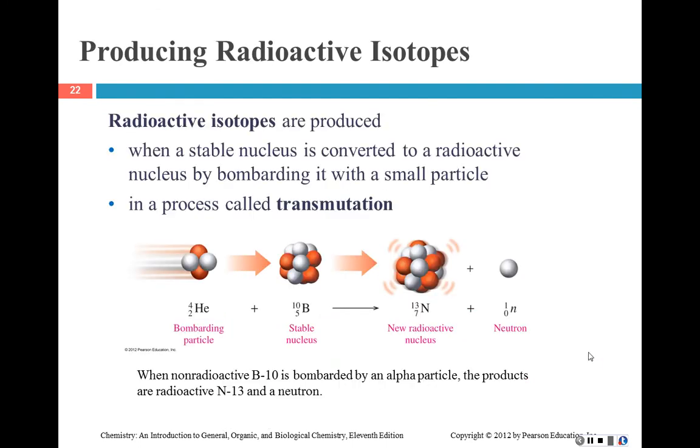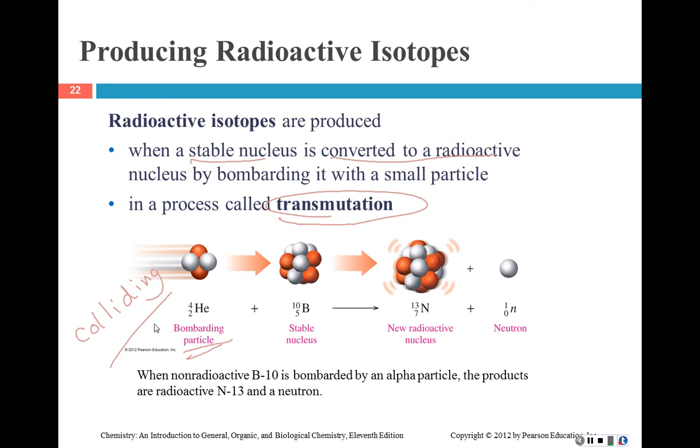Now, to produce these radioactive isotopes, what happens basically is that you bombard it with something. If you have something that's stable and you want it to become radioactive, you can do something called transmutation. Sounds kind of like scientific craziness, right? When you take a stable nucleus and you convert it to the radioactive form by bombarding it, or you may have heard the word colliding it with some particle, like super colliders and things like that.